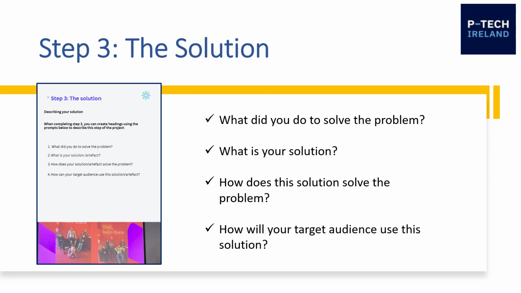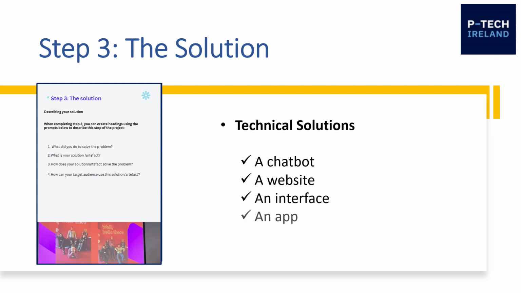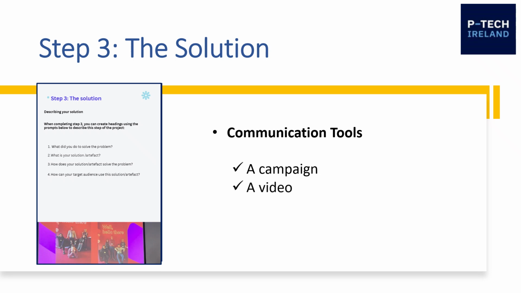As you're working your way through the project, you need to create a solution that's going to solve the problem that you identified. So let's think of examples. Maybe it's a technical solution. Maybe it's something like a chatbot, or a website, or an interface, or an app. Or maybe it's a communication tool. So maybe it's a campaign, or it's a video. Maybe it's some marketing materials. Now, these are just some examples of the different types of solutions that you might develop.